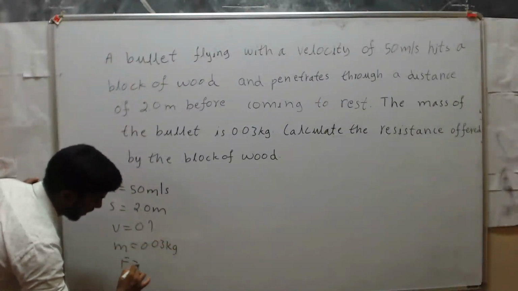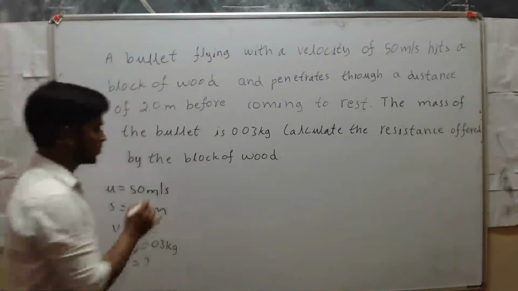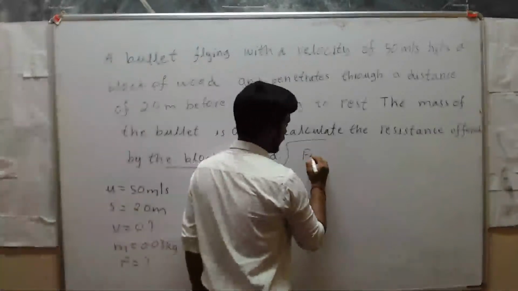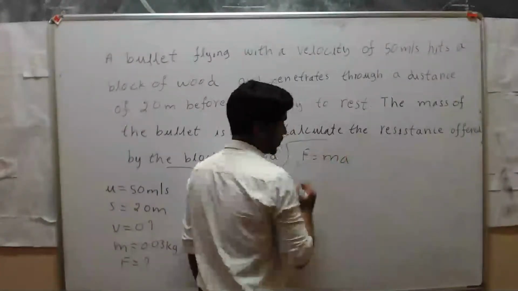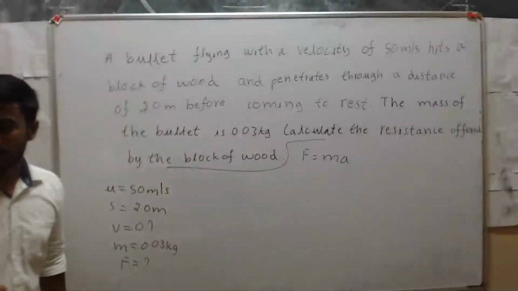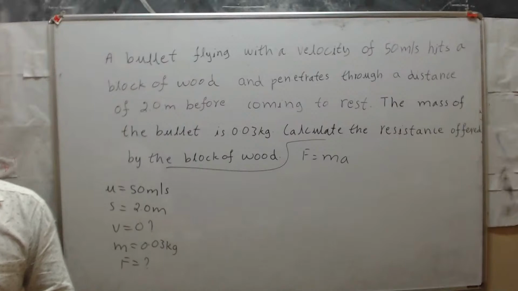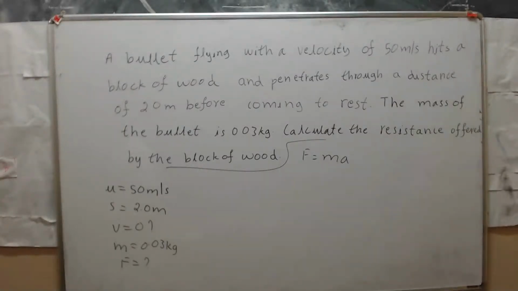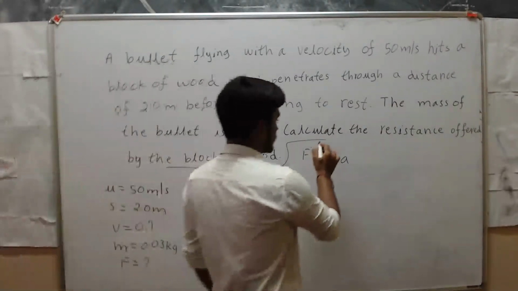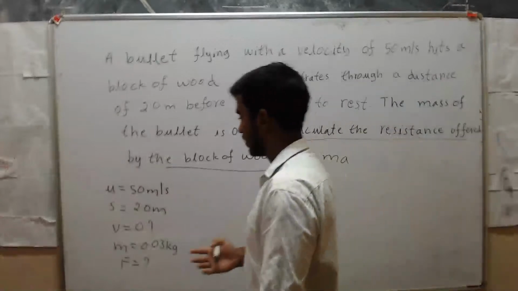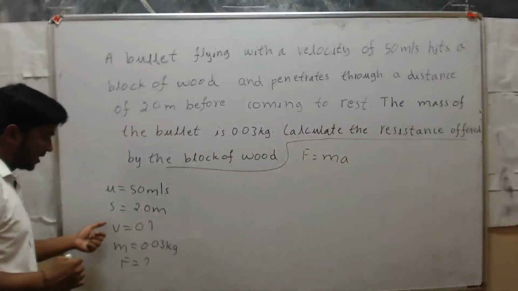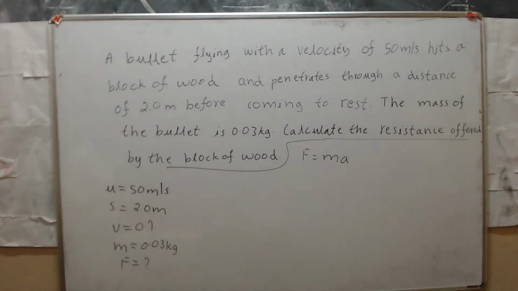Here we need force, right? To calculate force, we know the formula F is equal to m into a. We know the mass, but we don't know the acceleration, so first calculate the acceleration. How to calculate that acceleration? Here they have given initial velocity, distance, and final velocity. Using these physical quantities, we can calculate acceleration.